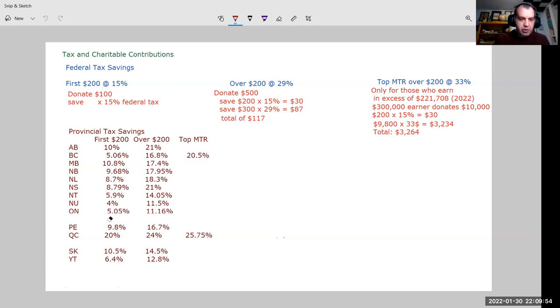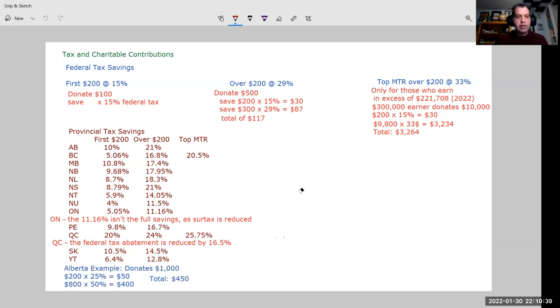Now, there are some exceptions. Here are some additional rules. So Ontario, you might notice it's only an 11.16% tax savings on donations over $200. That's much lower than Ontario's actual top marginal tax rate, but that's because the surtax isn't reflected in here. So when you take the surtax into account, then you do get a better tax savings in Ontario. And then also Quebec. Quebec, of course, has a federal tax abatement. And if you're making those donations, then your federal tax abatement is reduced by 16.5% to make up for the higher rates that Quebec gives on charitable contributions.